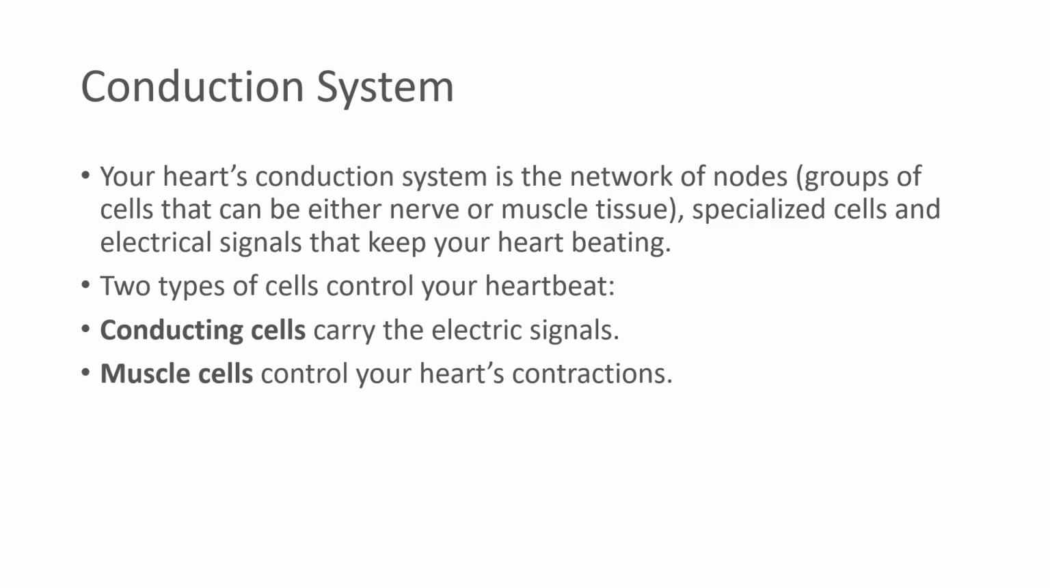There are two types of control cells in your heartbeat. One is the conducting cell. Conducting cells carry the electrical signals. Muscle cells control your heart contraction. So the heart is getting contraction due to muscle, and you are getting the impulse from the cell, that is the electrical signals.